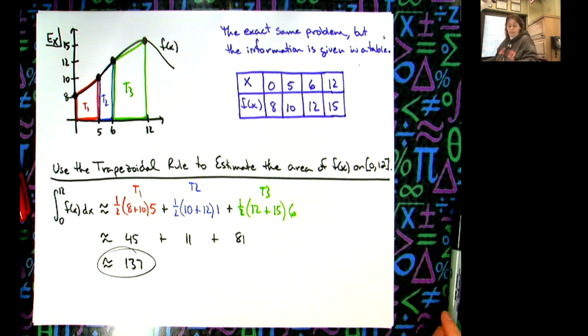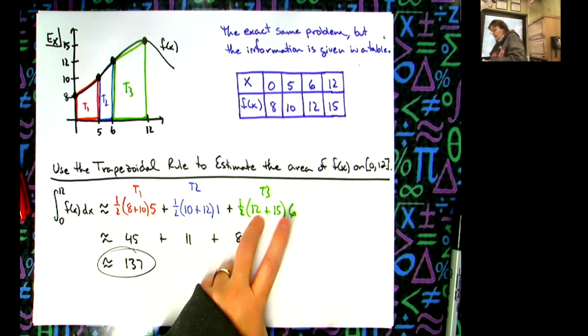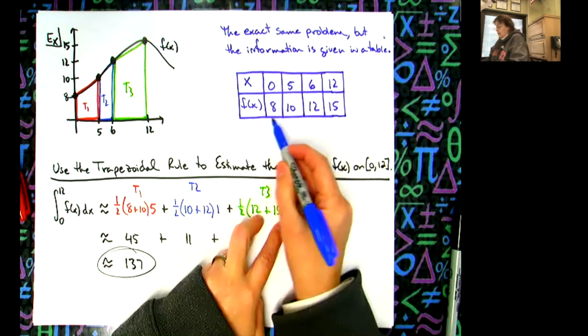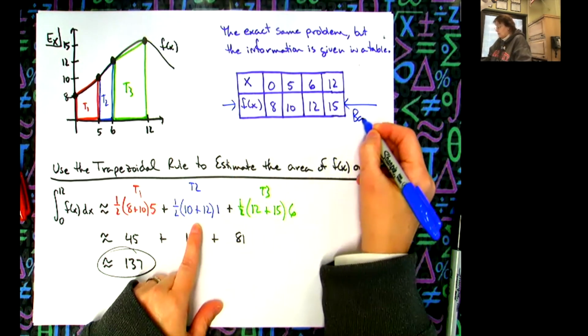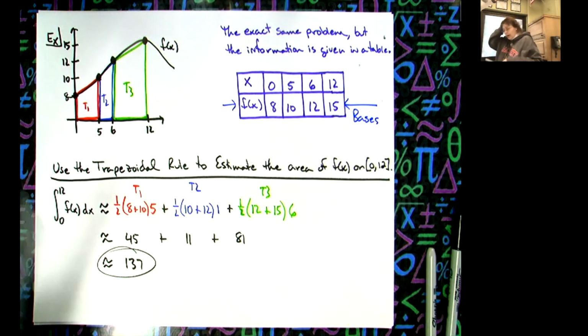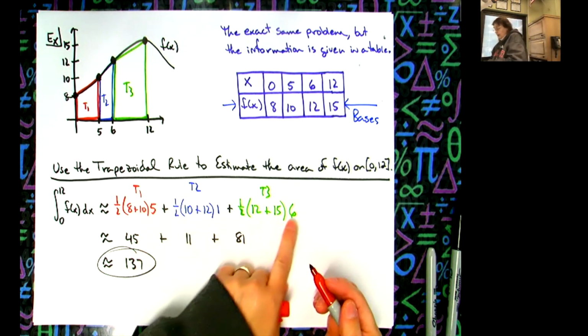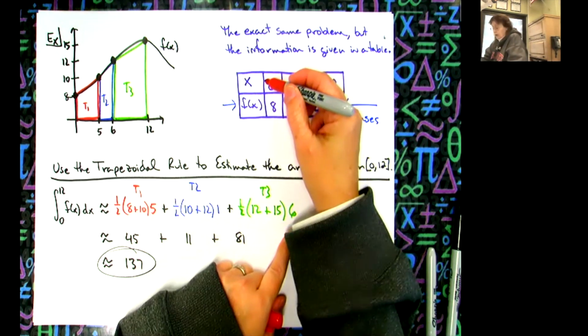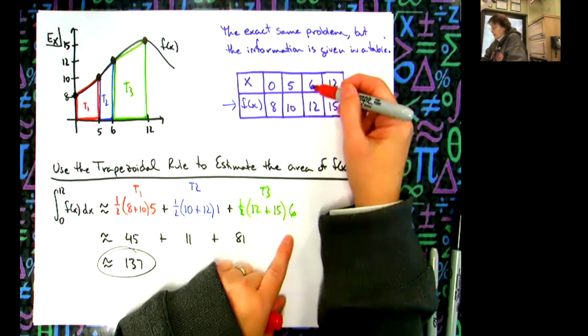Now what I am going to look at, where are the bases? So this 8 and 10, and then 10 and 12, and 12 and 15, where are these? It's these numbers right here. So this right here is my bases, because that's how high it comes out when I put 5 into the function. Well, it goes to 10. And then my width of each trapezoid, the 5 and the 1 and the 6, comes from here. 5 minus 0 is 5, 6 minus 5 is 1, 12 minus 6 is 6.